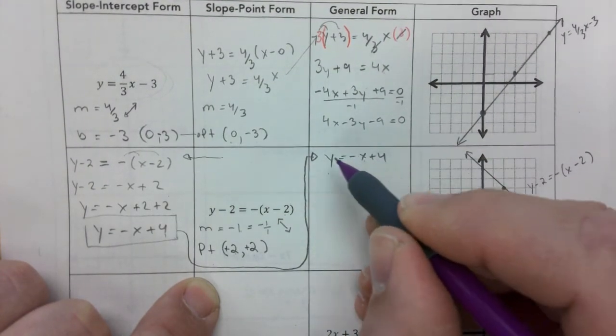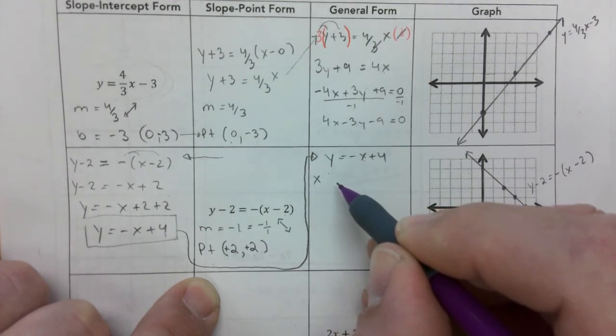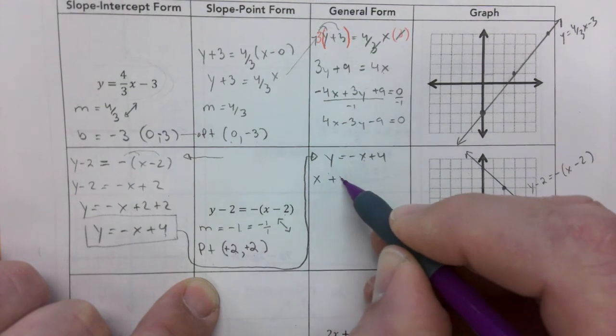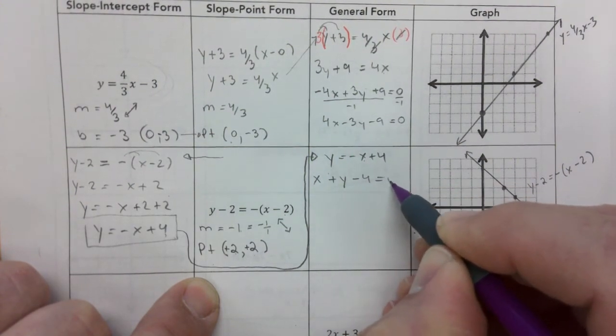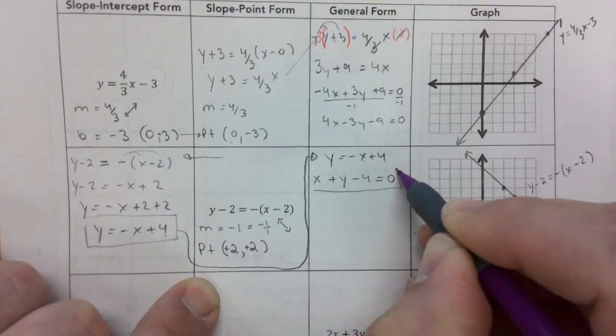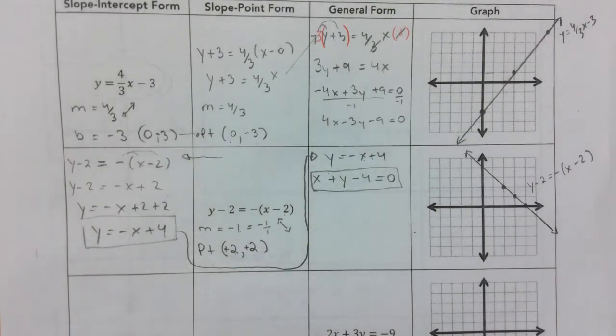The x comes over to this side, positive. That's exactly how we want it, so easy there. The y is already there. The 4 comes over subtracting, and you're done. That's why I picked it, because I saw how easy it would be, just things moving over. And there we go.